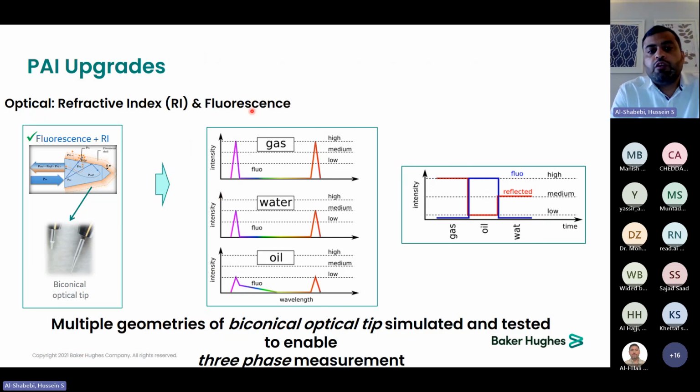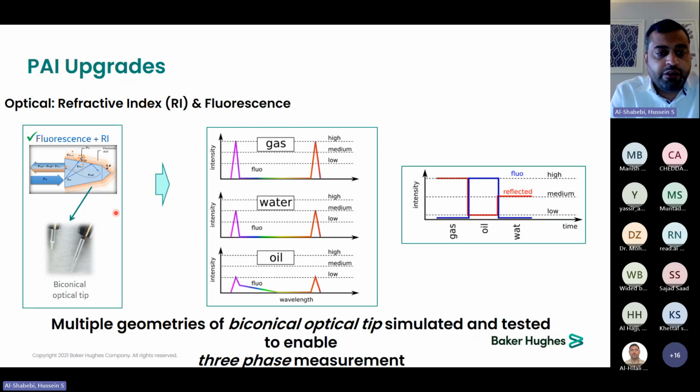So the new generation of PAI, we are trying also to improve it. Basically, what we are trying is to evaluate the differences between the conical optical probes and the biconical. On the new generation of PAI now, we are utilizing the biconical sensors because of the advantage that I will mention in this slide.